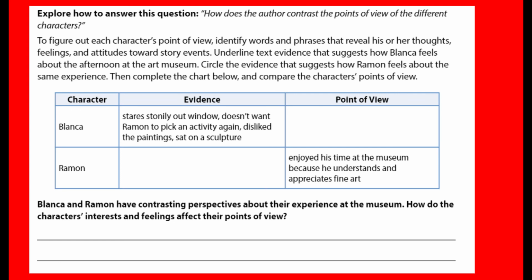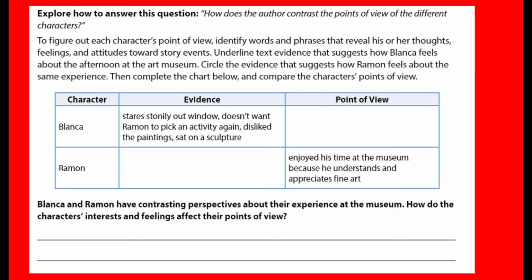So our directions say this. We have to explore how to answer this question. How does the author contrast the points of view of the different characters? So we have to figure out how the author contrasts the points of view of Blanca and Raymond. When you're contrasting something, you're trying to figure out how it's different. So in other words, we're trying to figure out how Blanca and Raymond look at their museum trip in different ways.